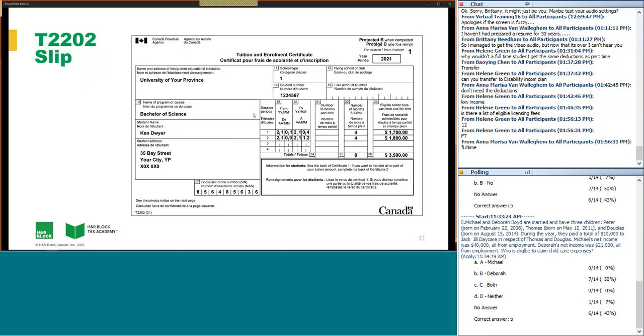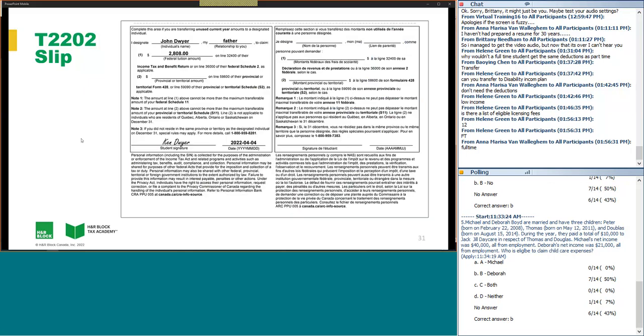Okay, so not more than 12. Make sure you don't have overlapping dates. This is where you get the information for tuition that goes on your tuition tax credits. And then there's the back page.